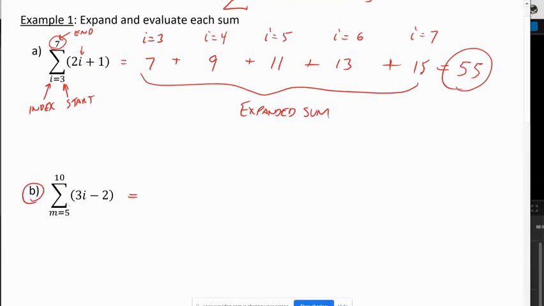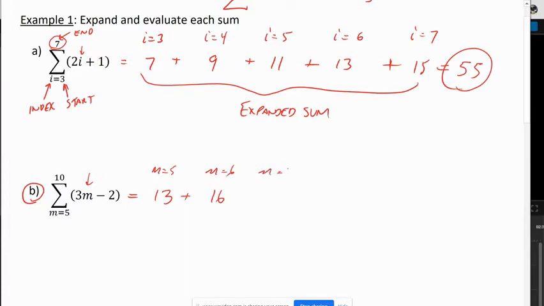Okay, so we're going to start with this one with m equals 5. I realize I have a typo here. This should be an m. And so now we have, if we plug in m equals 5, that's going to be 15 minus 2 is 13. When we plug in m equals 6, we're going to have 18 minus 2 is 16.